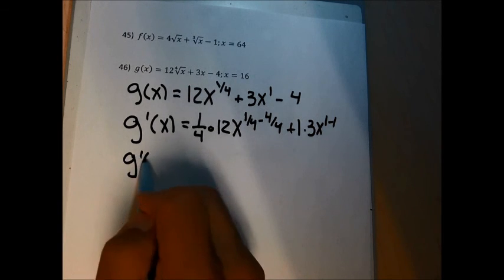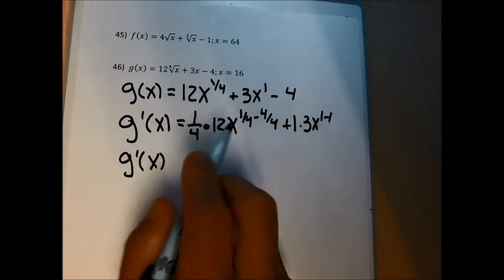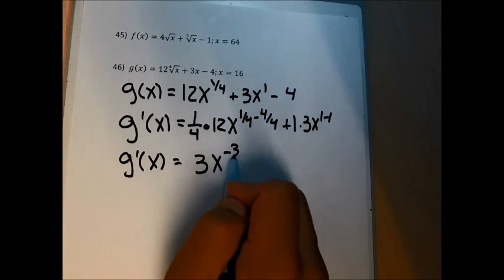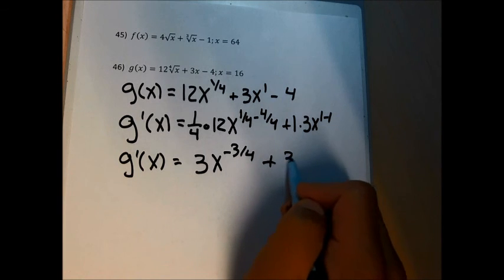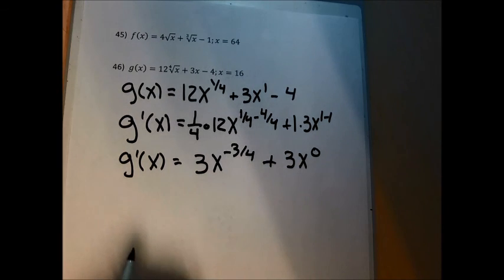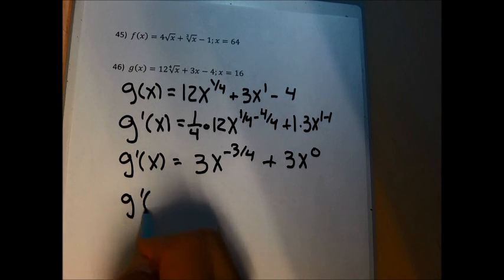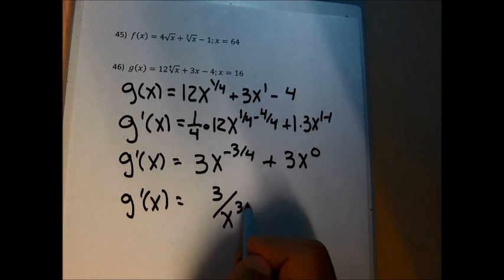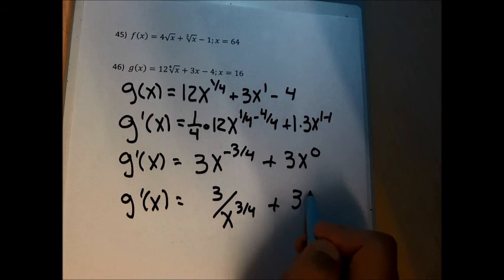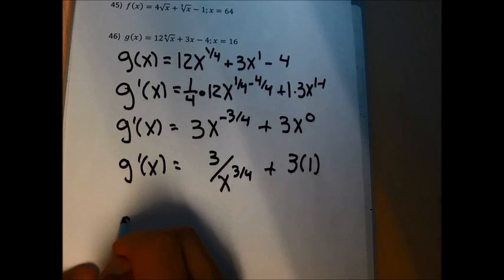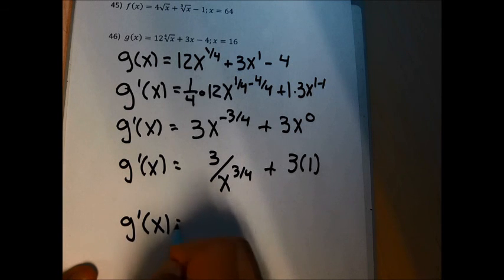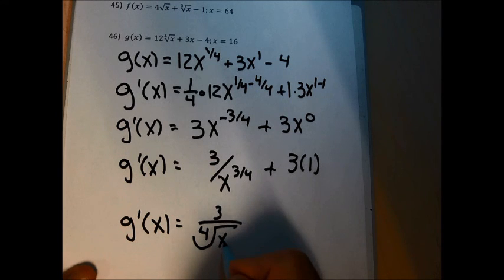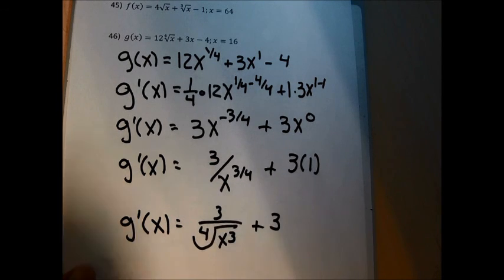So I'm going to get g prime of x. A fourth of 12 is 3. Then I get x to the negative 3/4 plus 3 times x to the 0. This is going to give me g prime of x equals 3 over x to the 3/4 plus 3 times 1. This gives me g prime of x equals 3 over the 4th root of x cubed plus 3.